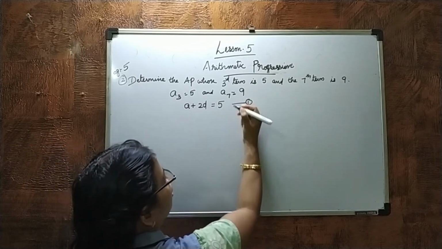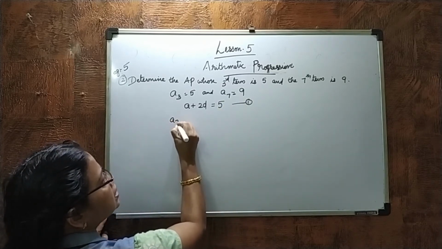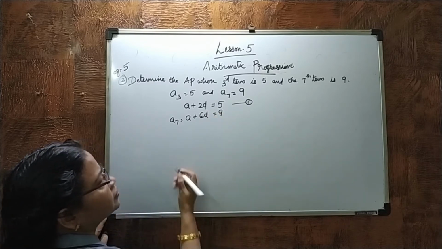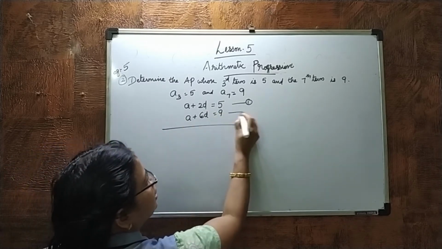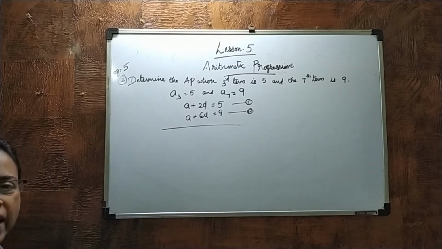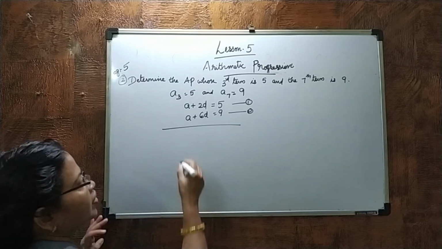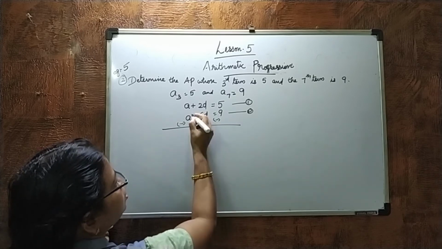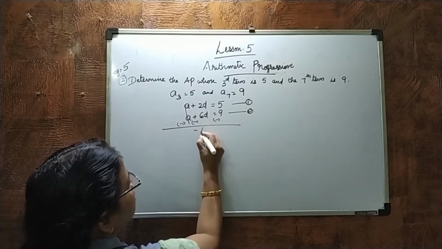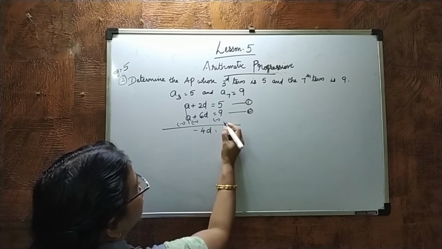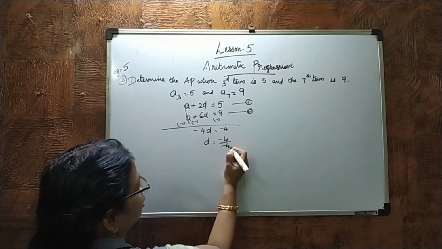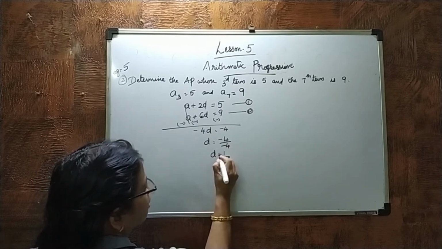Equation number 1, we already did. A7 means A plus 6D equals 9. That means we have these two equations, and we can find one variable from here. A is the same in both, so take the additive inverse and subtract. Here A will be cancelled. We get negative 4D equals negative 4, so D equals negative 4 by negative 4, D equals 1.